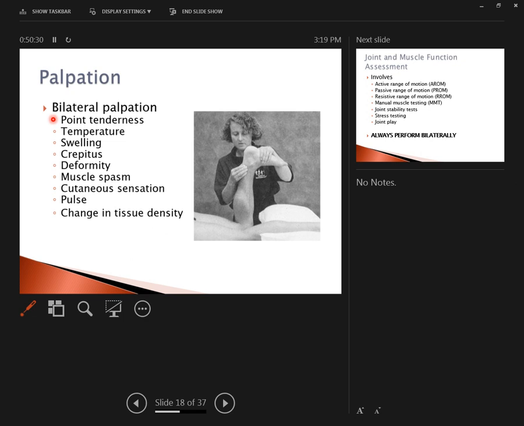Muscle spasm, you can obviously sometimes see, but oftentimes you're going to actually have to palpate to feel that there is muscle spasm. In order to assess cutaneous sensation, what is the skin sensation? Is it the same on both sides? Do they have decreased sensation in one area or not? You need to touch them. Also, to take a pulse, you have to put your hands on them, and just to feel the overall tissue density. Is there a change in the density of the tissue, possibly as a result of bleeding or extra fluid in that area? That could all change the tissue density of the injured site.